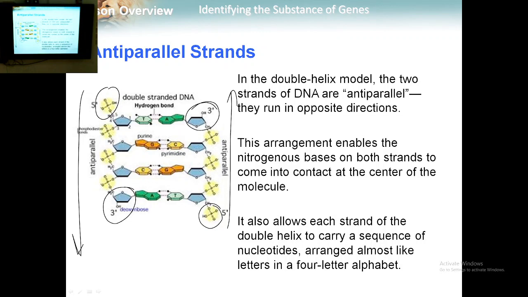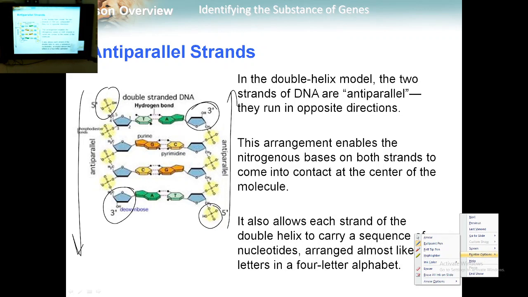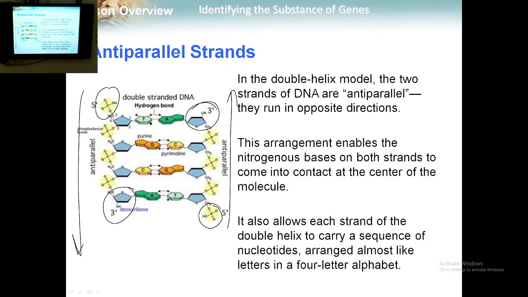This arrangement enables the nitrogenous bases on both strands to come into contact at the center of the molecule. So in the center, we have the nitrogenous bases, and on the outside we have the phosphate-sugar backbone. And the nitrogen bases, as we mentioned before, are attached by hydrogen bonds.